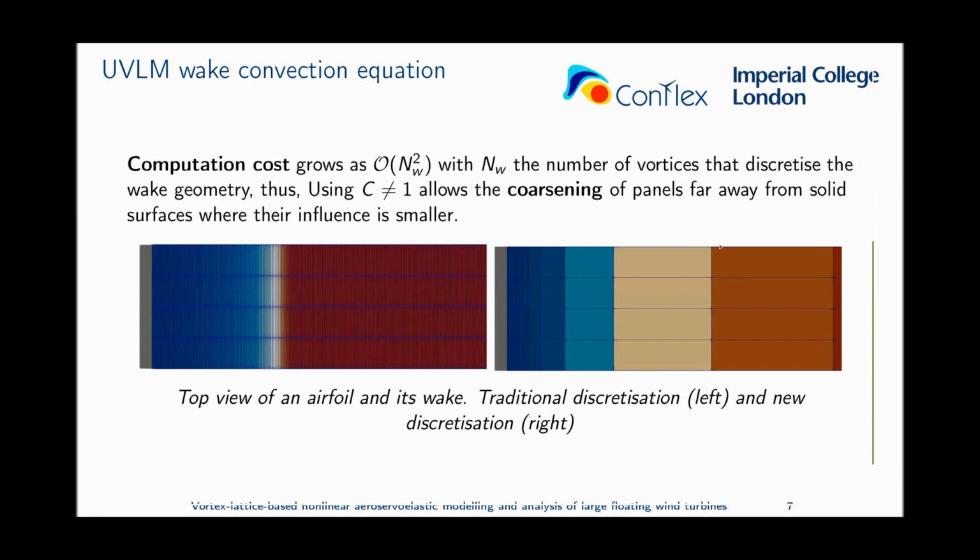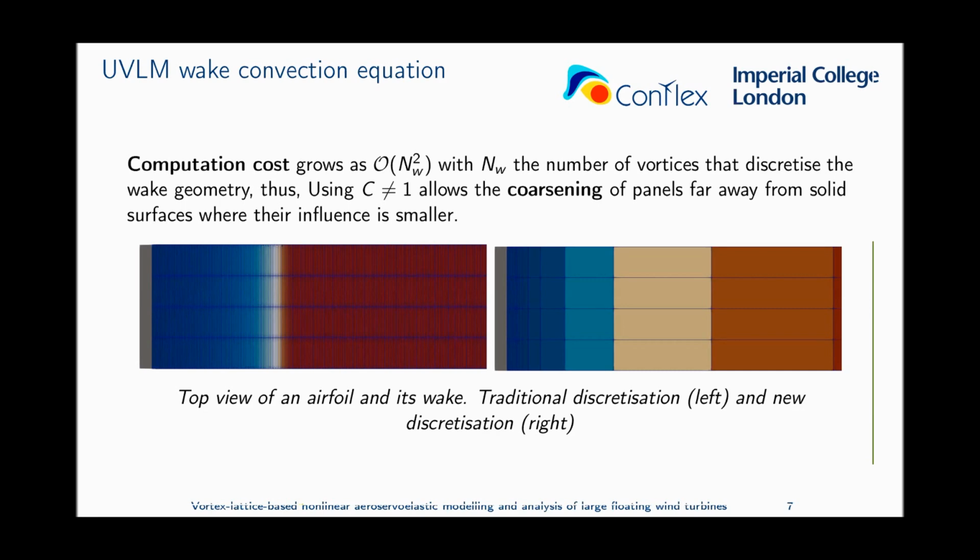However, this constraint forces us to have a uniform discretization throughout the wake. In these pictures, you can see the upper view of an airfoil in gray and the wake colored with the flow circulation. As you can see on the left-hand side, if we discretize the whole wake with a constant panel size, the computational cost increases massively, because the computational cost of UVLM grows with the number of wake panels squared. So what we propose is a discretization like the one on the right-hand side, in which we coarsen the panels as we get away from the airfoil.